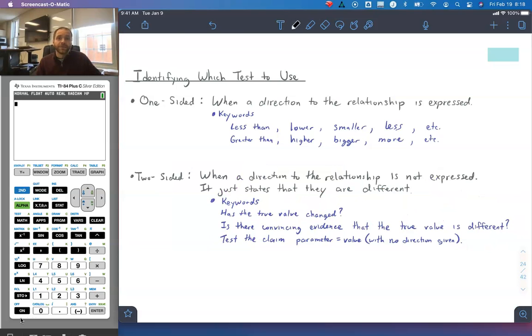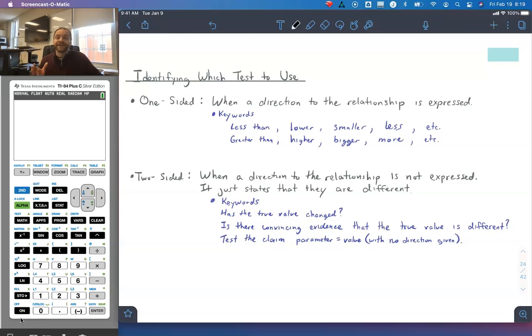So here are some key words to look for: one-sided and two-sided. One-sided, there is a direction to the relationship that's being expressed. The keywords can be less than, greater than, lower, higher, more, smaller, less, bigger, etc. Those are keywords in the prompts that tell you you're looking for a one-sided. Now for a two-sided, no direction is specified, no direction is expressed, just that there is a difference.